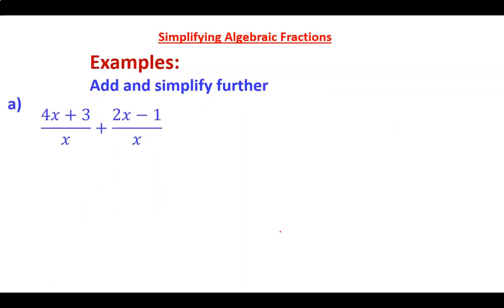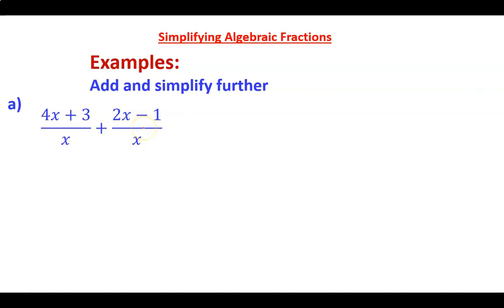It says add and subtract. I got here a fraction. So let's try that one first. It says 4x plus 3 divided by x. That's one fraction. Plus 2x minus 1 divided by x. That's the second fraction. You need to add them together.